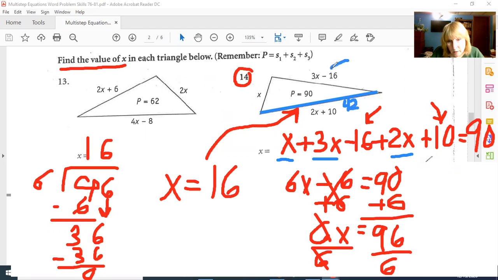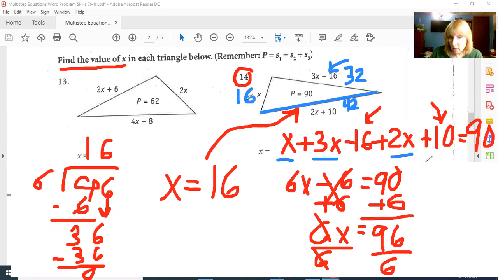The length of this side right here is 3 times 16 minus 16. So 16 times 3 is 48, minus 16 is 32. So this side length is 32. And the last side length is just x. We already know that to be 16.